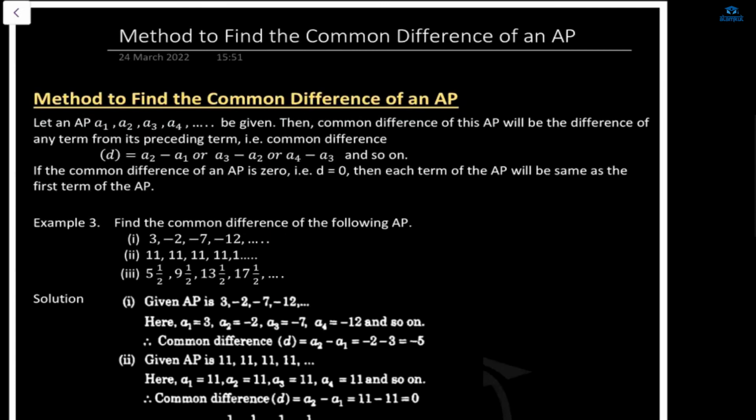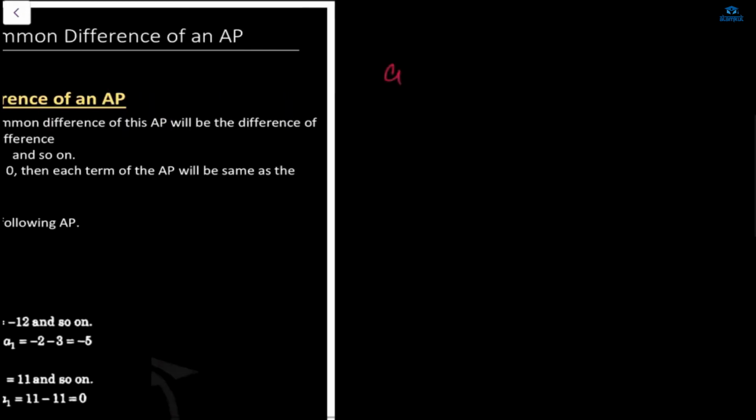Now, the method to find the common difference of an AP. How are you going to find the common difference of an AP? You are going to subtract the term from its preceding term. Every time you will take the term and its preceding term and subtract. Here in the series, it is given A1, A2, A3, A4, and so on, up to AN.